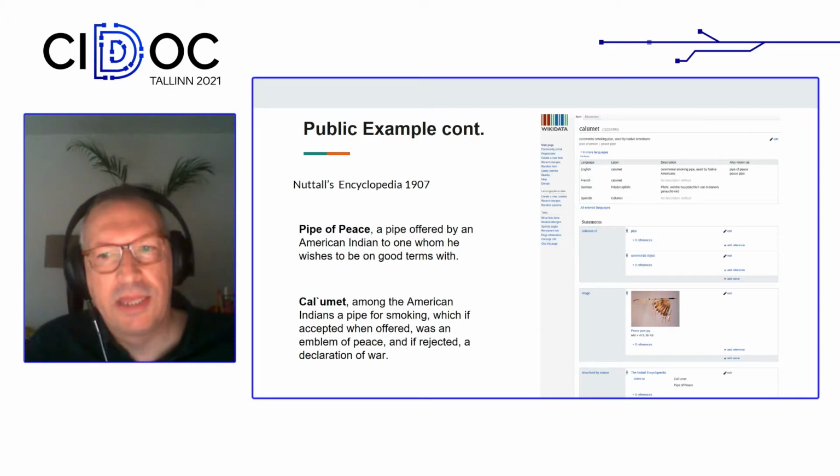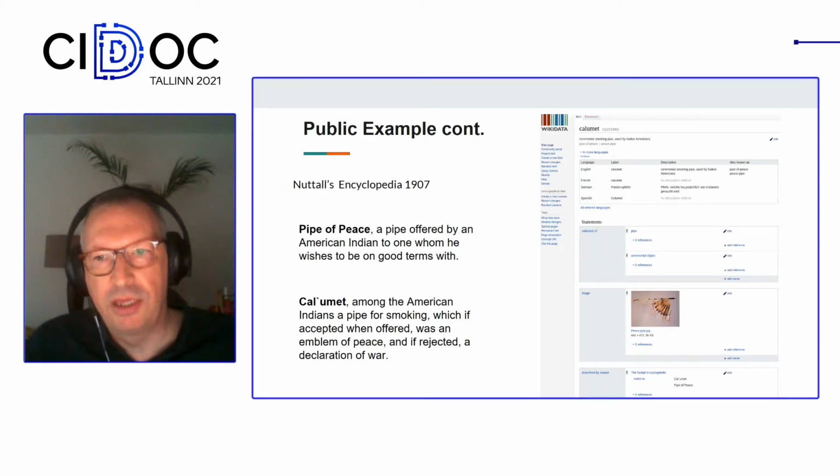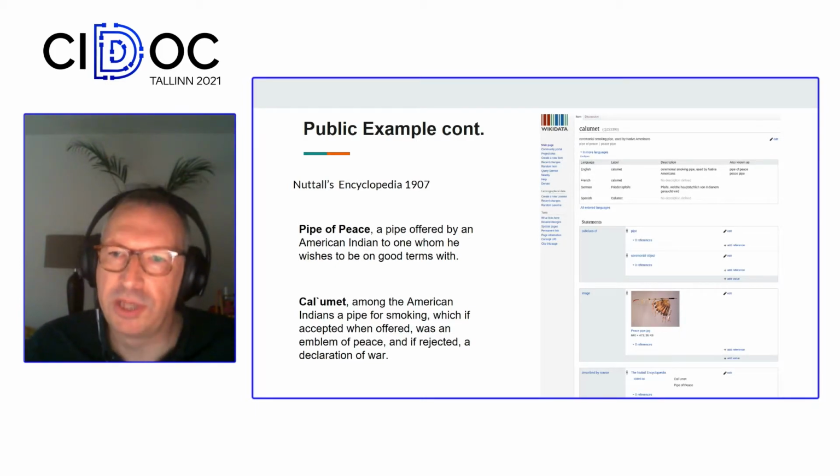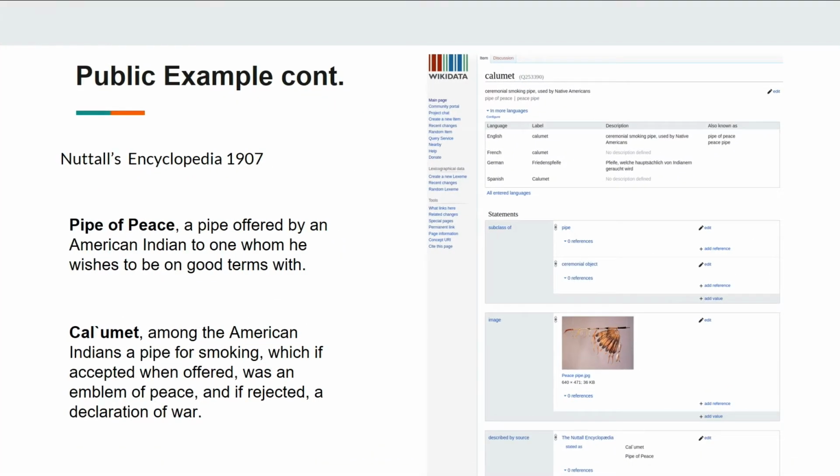When you move to Wikidata, which is the structured data version of Wikipedia, the peace pipe legacy lives on. It has a picture which has a label, peace pipe, which comes from the Peabody Museum at Harvard. Its source is from 1907, Nuttall's Encyclopedia.